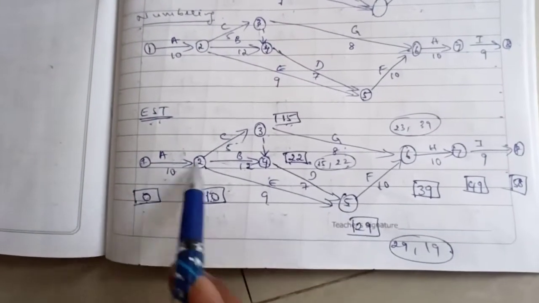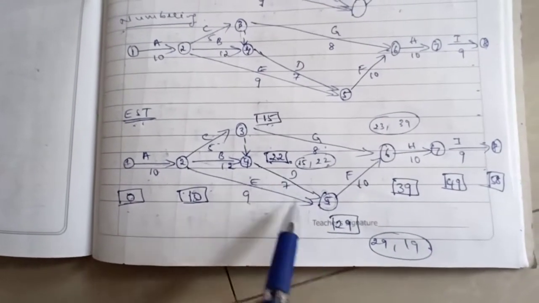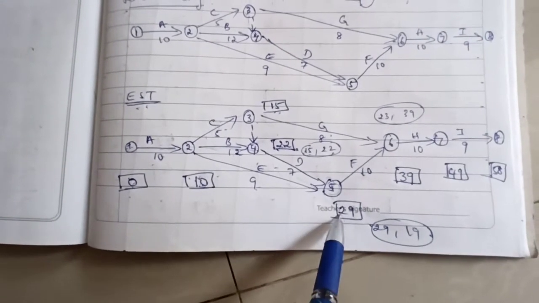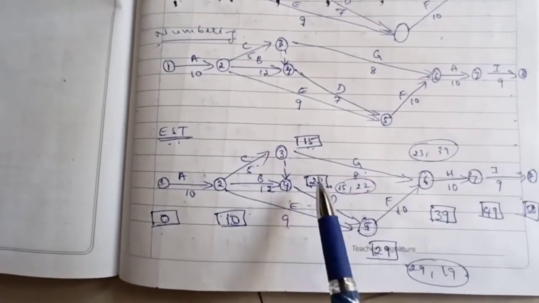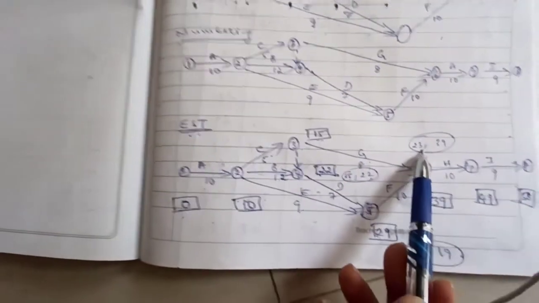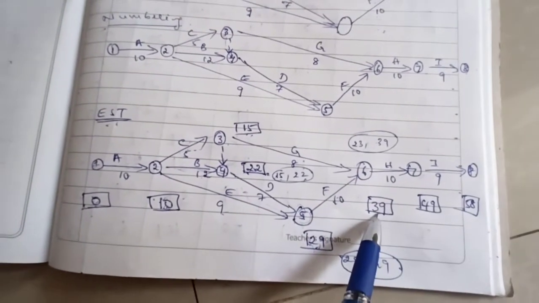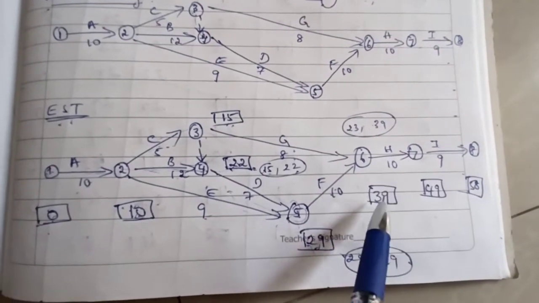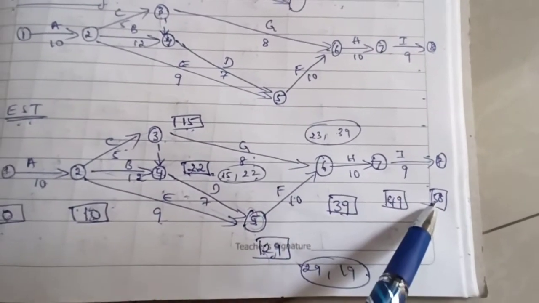Then coming to D, for the fifth node there are two ways: 22 plus 7, which is 29, or else 10 plus 9, 19. In this the maximum is 29, so I have written 29. Then at the sixth node, it is 15 plus 8, 23, or 29 plus 10, 39. In this the maximum is 39, so I have taken 39. And next we have the seventh node. At the seventh node it is 39 plus 10, 49, and at the eighth node 49 plus 9, 58. So this is how you can complete the EST values.